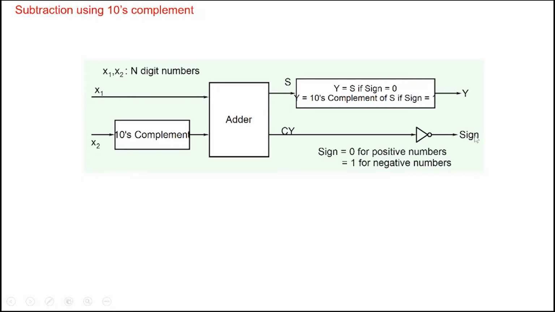If, on the other hand, the sign is 1, it indicates a negative number. And to find the magnitude of the negative number, you take a tens complement of s here. All right, so let's try to understand that through an example.